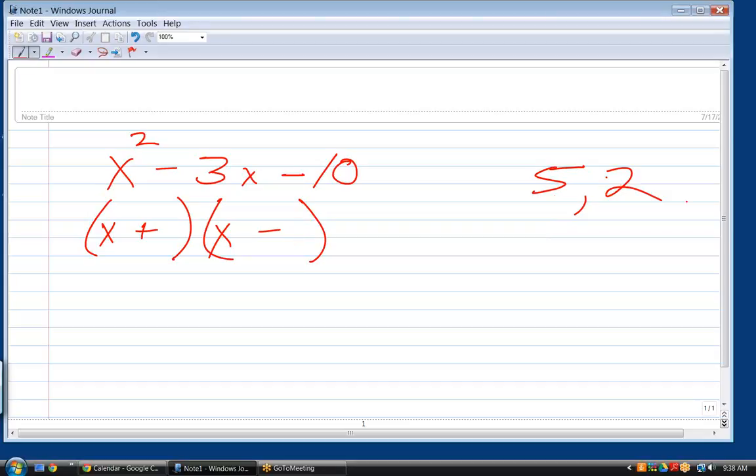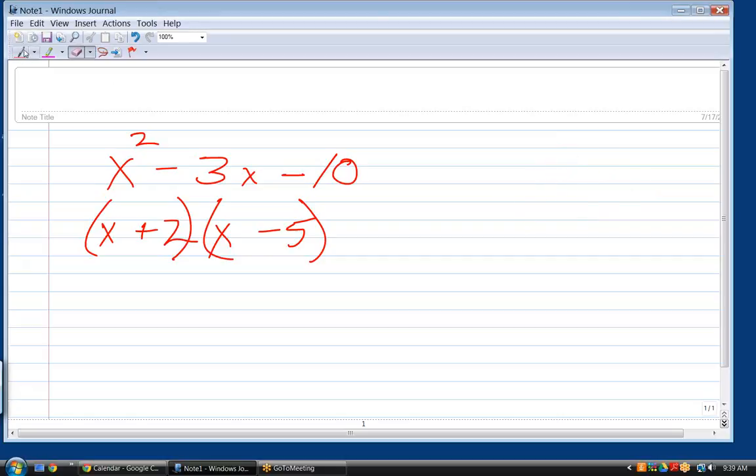Well, here's the rule. Take the larger of your factors, 5, and put it with the sign of the middle term. The middle term is negative, so the 5 goes right there. The only other place for the 2 is right there.